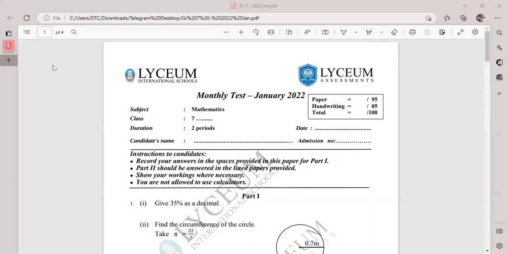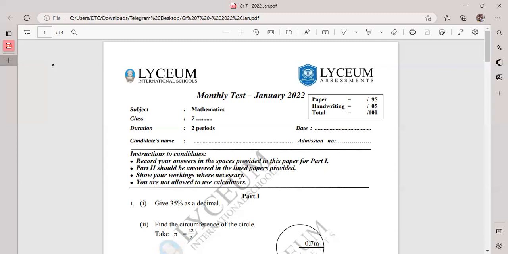Why is that? You have not read the instructions properly, right? And for part 2, all of your answers are correct, but you have written all the answers in the paper itself. Again, you don't get the marks because you have not read the instructions properly. Therefore, please keep this point in your mind, children. Read the instructions carefully and do whatever things they have asked you to do, and show your workings, and you're not allowed to use the calculator. So those are the instructions we want to go through, right?